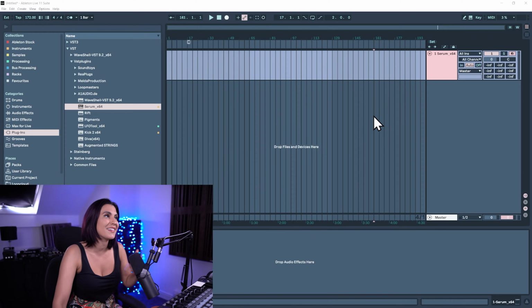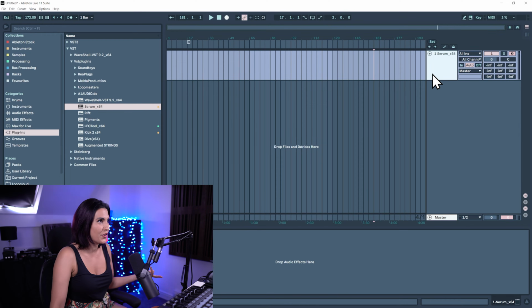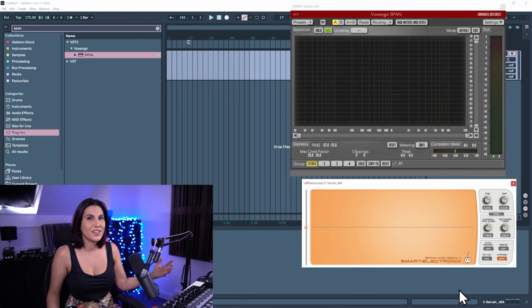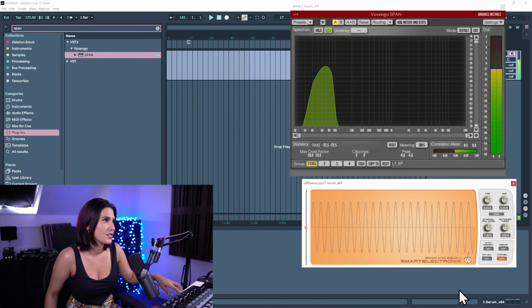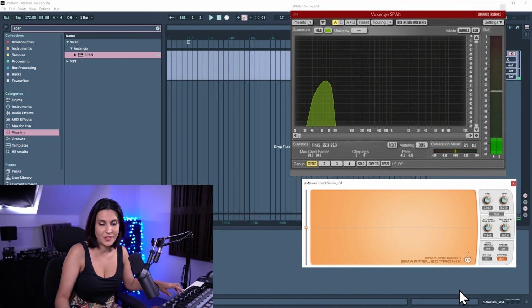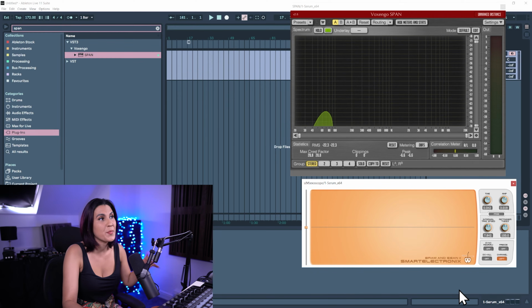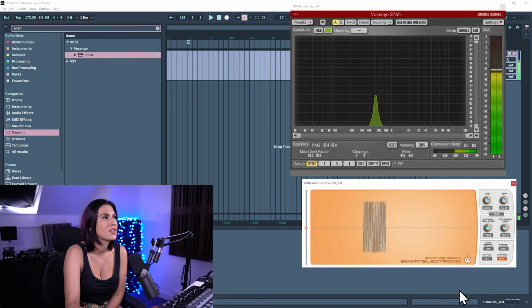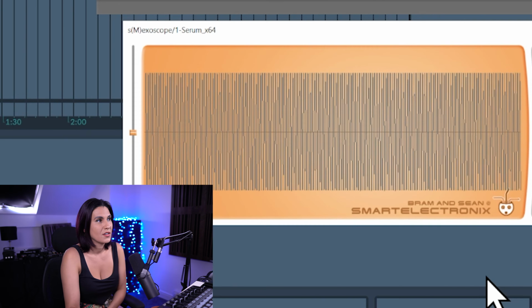So let's take a look at this in action using Serum. I'm going to play a low note, and then I'm going to play a high note, and we can visually see the difference in pitch and frequency and also number of cycles per second. Here is a low note, and you can see the number of cycles per second, and here is a higher pitched or higher hertz note. And we can see there visually that we're having an increased number of cycles per second.